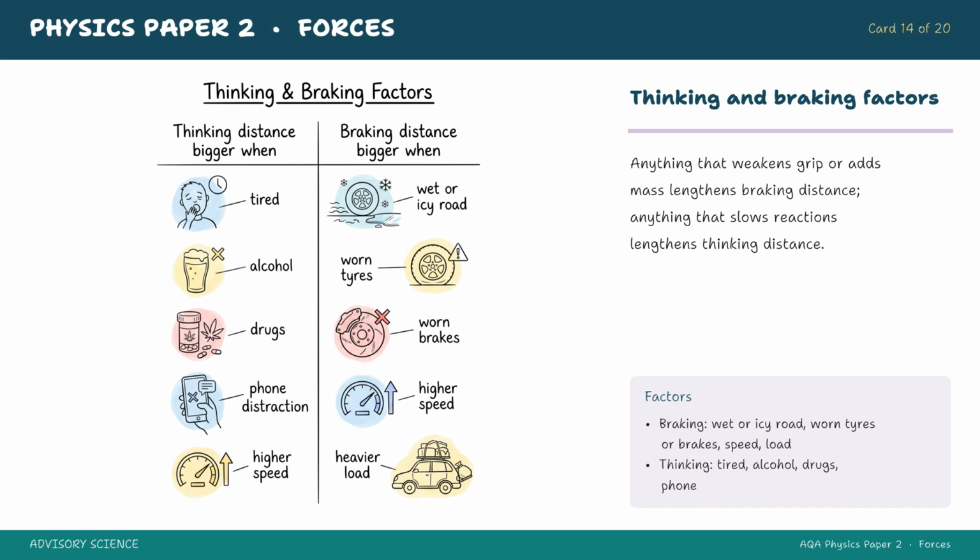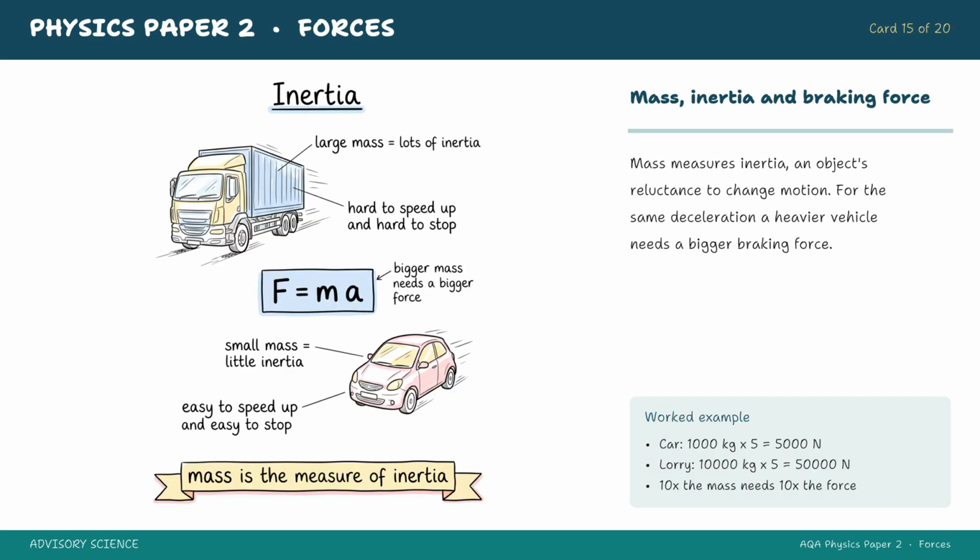To see how mass changes the force needed to stop a vehicle, imagine a heavy lorry and a small car driving side by side at 60 miles per hour. Mass is a measure of an object's inertia, which is its reluctance to change its motion. It's harder to start a heavy object moving, and it's harder to stop a heavy object once it is moving. To stop safely in the exact same distance, the heavy lorry and the small car need the exact same deceleration.